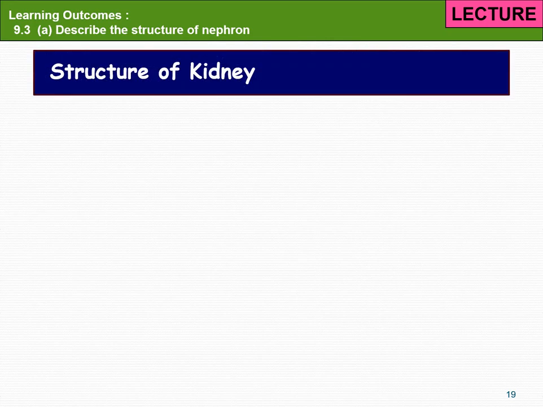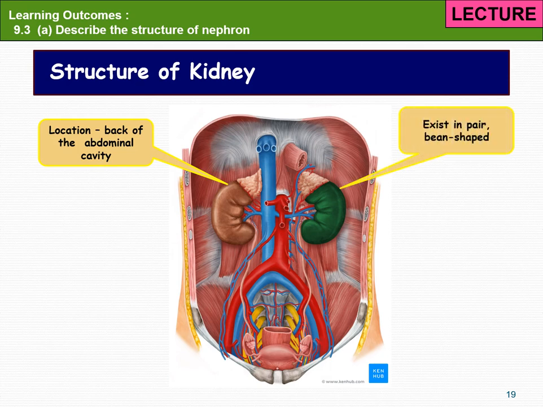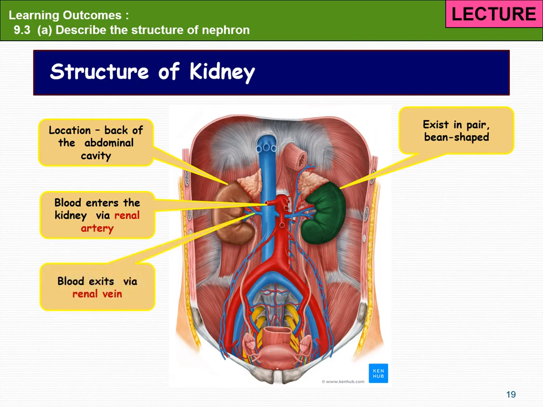First, look at the structure of the kidney. So this is the kidney. We have two in our body. The location of the kidney is at the back of the abdominal cavity, and they exist in a pair and are bean shaped. Blood enters the kidney via the renal artery, the red one, and exits via the renal vein. The left kidney is slightly higher than the right kidney.